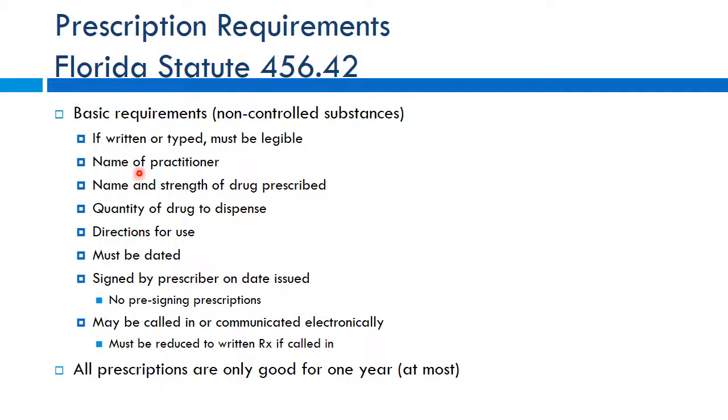You have to include the name of your practitioner, right? So that's you. The name and the strength of the drug being prescribed, so that way we know what to give. The quantity of the drug to dispense: you actually write in the quantity, so if you write for 1 tab a day, you need to write number 30 on there. If you're writing 2 tabs a day, write number 60 on there. And it needs to include the directions for use, so how they should be taking it.